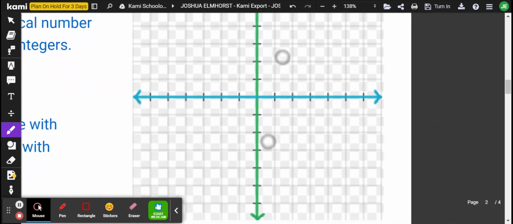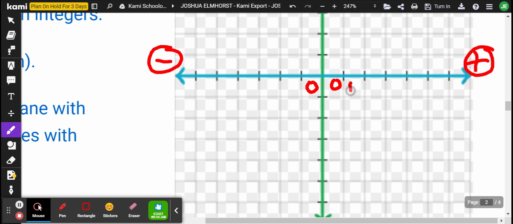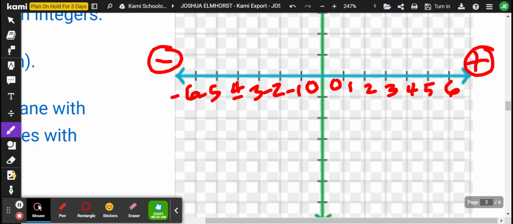I'm going to zoom in here a little bit, and we're going to call this our 0, 0 point. And going to the right is going to be positive. Going to the left is negative. We got 1, 2, 3, 4, 5, 6. Going to the left, -1, -2, -3, -4, -5, -6. So this is going to be called our x-axis, and that is horizontal.